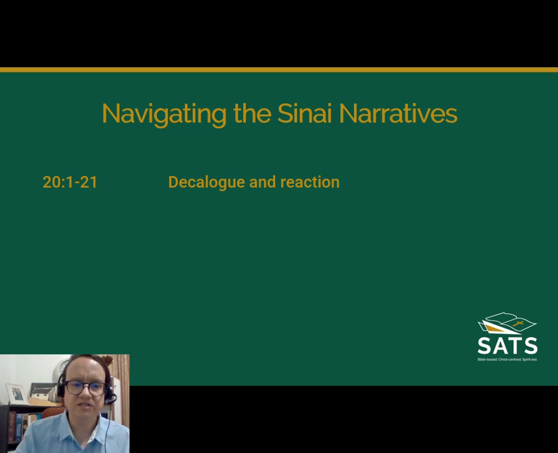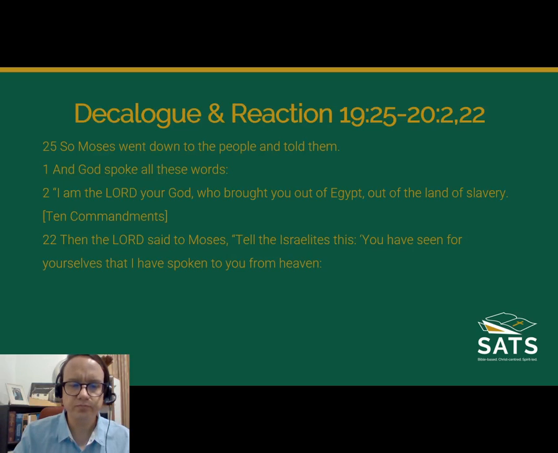But now we're going to get to a passage where we read some of the Decalogue, or the text around the Decalogue. People know the Decalogue, but I want to focus in on some of the text around it. So next we will look at the Decalogue. We should really start reading at the end of chapter 19. It says, so Moses went down to the people and told them what he had just discussed with Yahweh. Then chapter 20 says, and God spoke all these words: "I am the Lord your God, who brought you out of Egypt, out of the land of slavery." Then the 10 commandments are given. And in chapter 20, verse 22, it says, then the Lord said to Moses, "Tell the Israelites this: you have seen for yourselves that I have spoken to you from heaven."